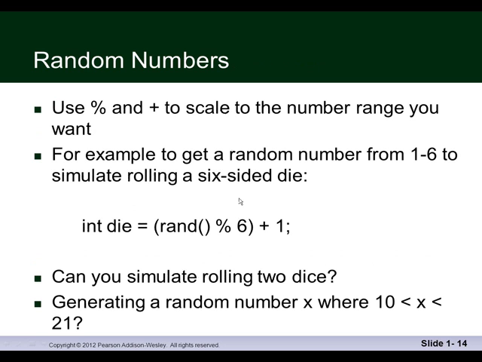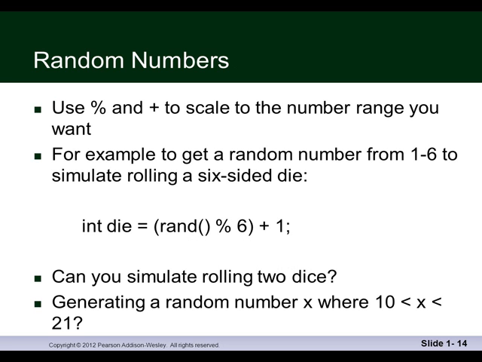Remember, the percent is going to give you what? The remainder. So if I get any number and I do %6, that's going to give me what? 0, 1, 2, 3, 4, and 5. It doesn't give me anything else beside that. So if I add 1 to it, that's going to give me 1 through 6. So that can be used for the dice.